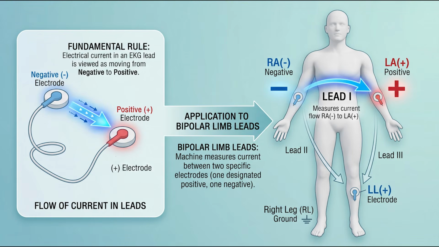Understanding how current flows is vital for EKG interpretation. The fundamental rule is that electrical current in an EKG lead is always viewed as moving from a negative electrode toward a positive electrode. When we look at bipolar limb leads, the machine measures the flow of current between 2 specific limb electrodes where one is designated as positive and the other as negative, hence the term bipolar.